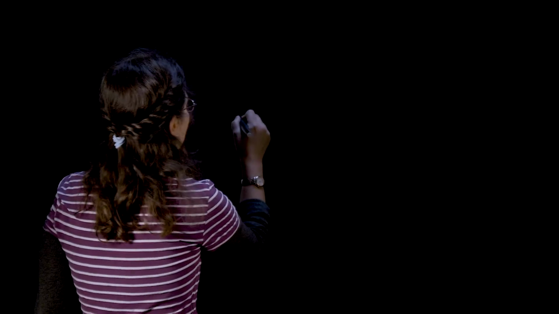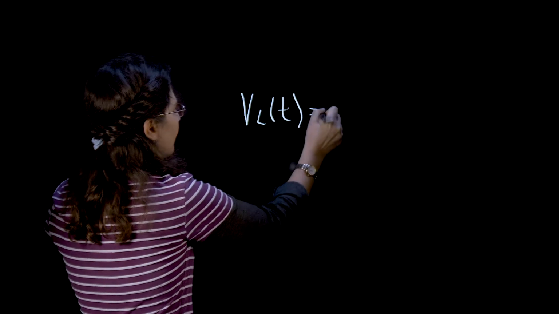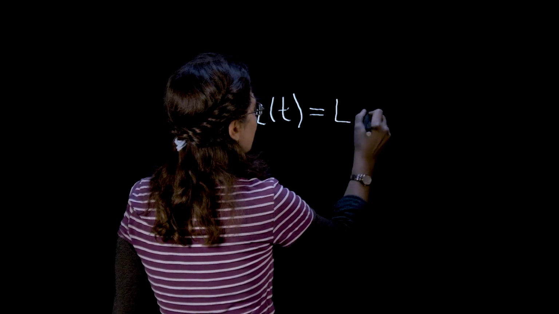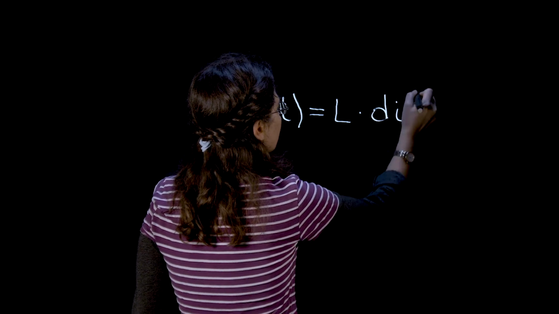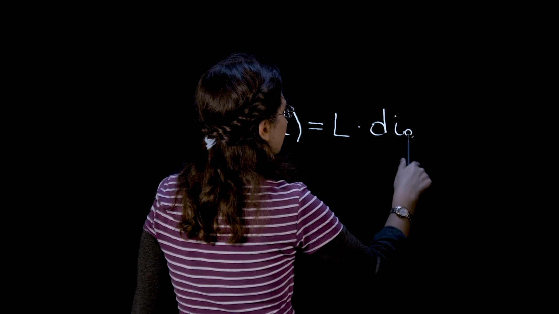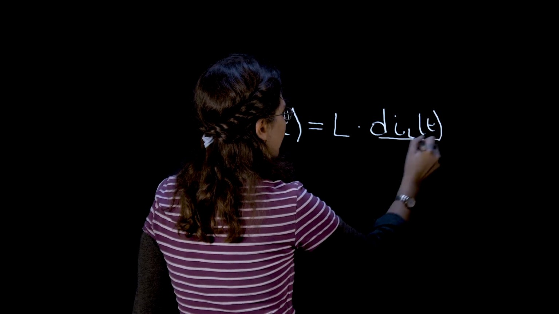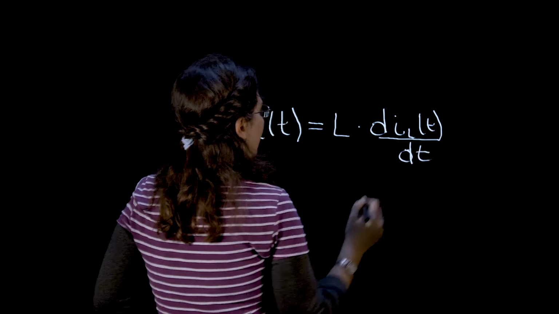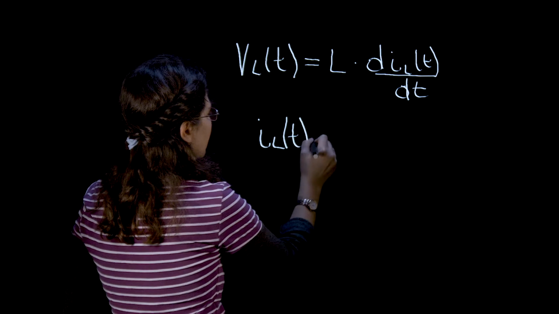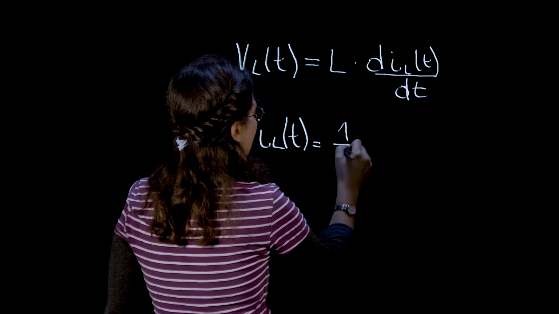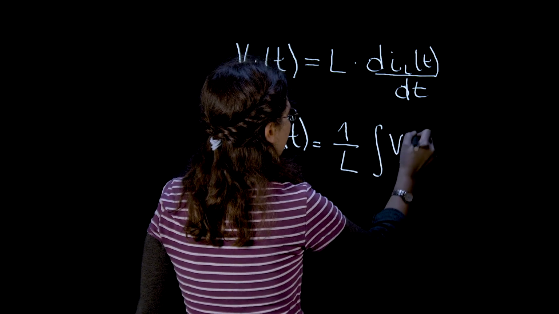So for the inductor, the voltage in the inductor is equal to the inductance times the derivative of the current. And likewise, the current is described by the integral of the voltage.